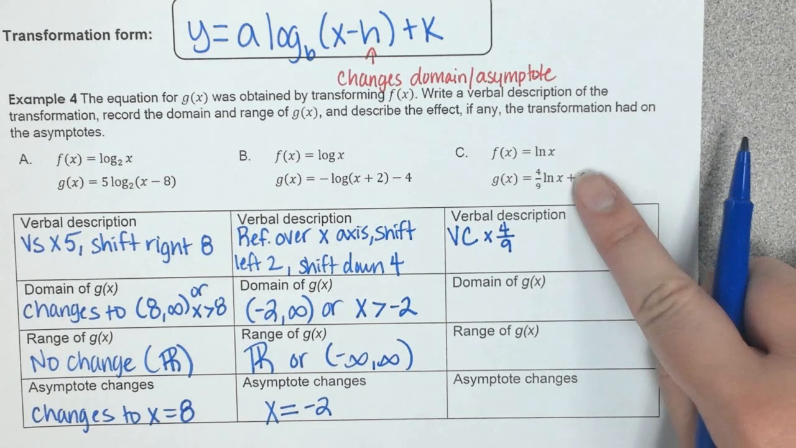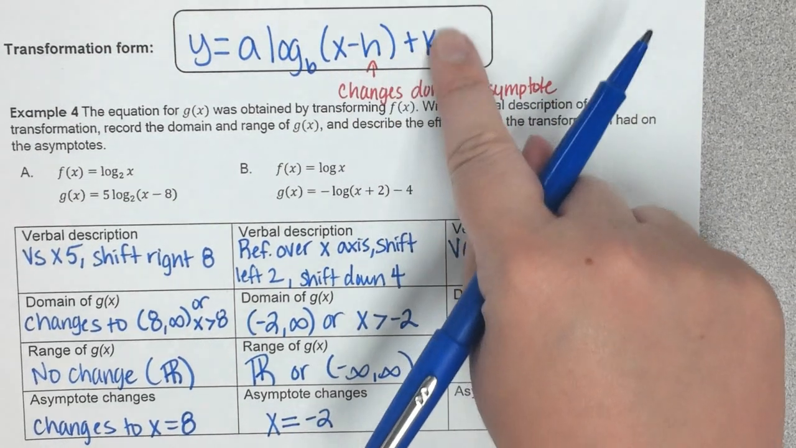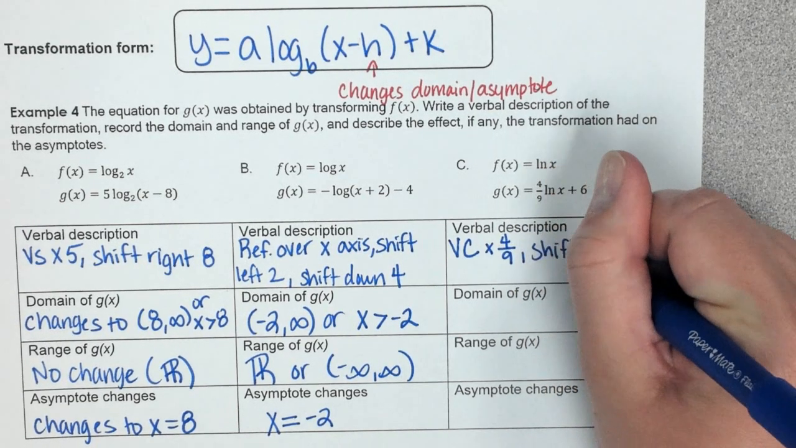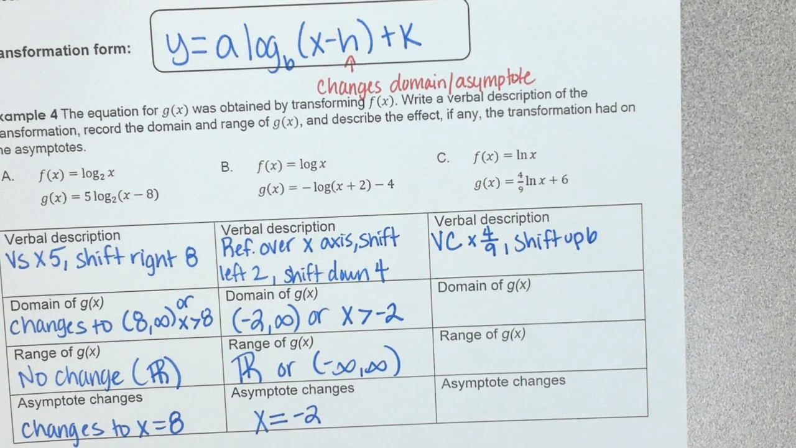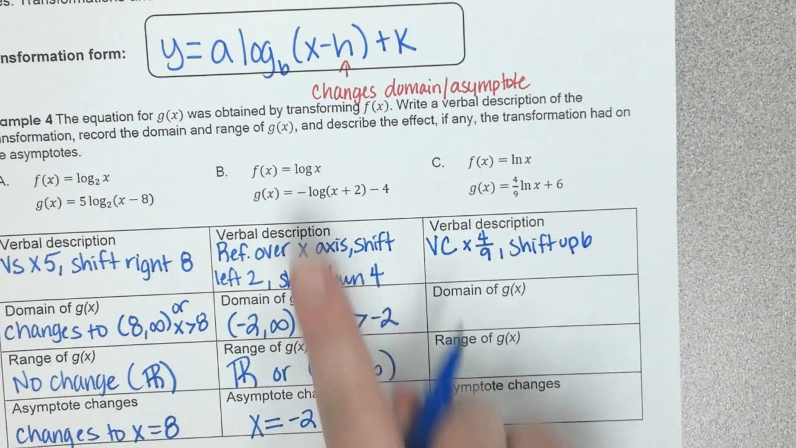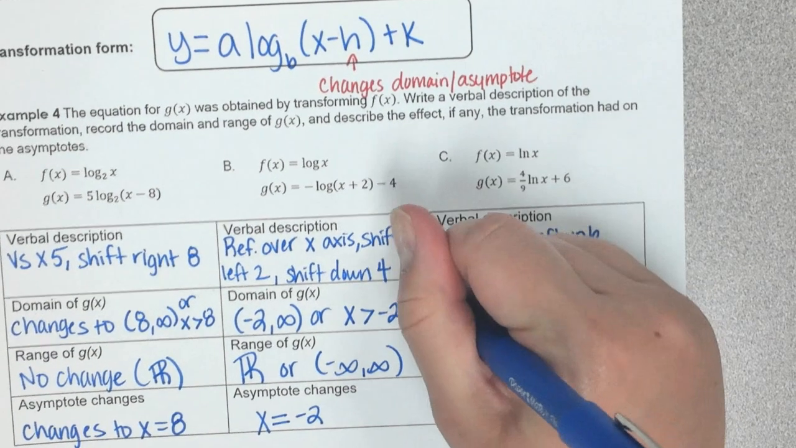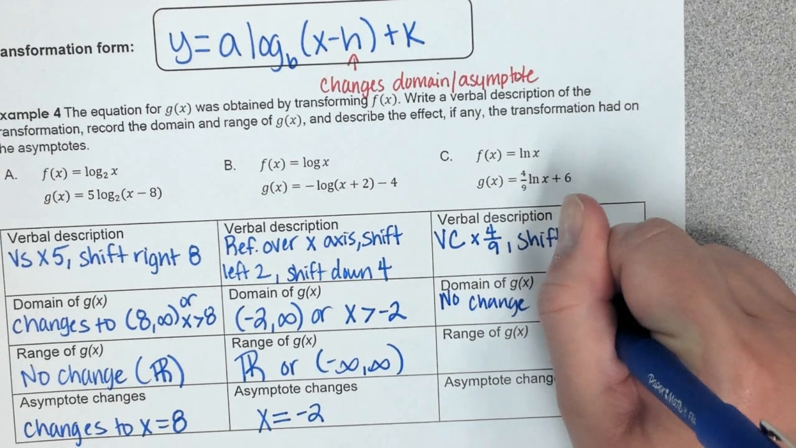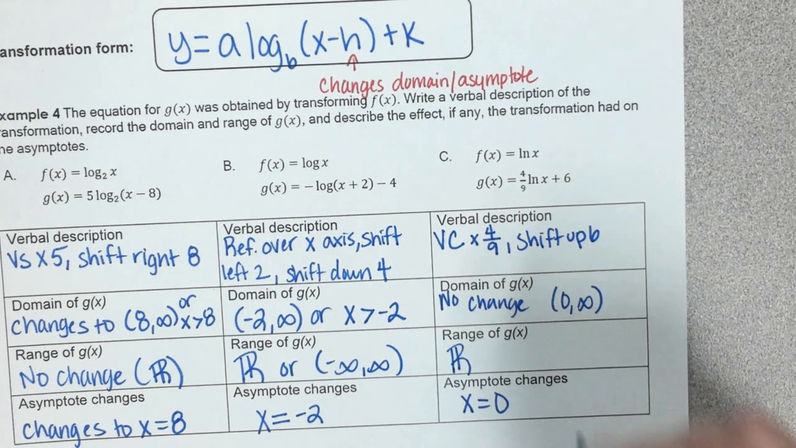And then this plus 6, since it's not in parentheses, that means it's a K. So this would be shift up 6. Okay, so since we don't have a left-right, our domain does not change. So there's no change to our domain. So our domain is still 0 to infinity. Our range is still all real numbers. And our asymptote is still x equals 0.